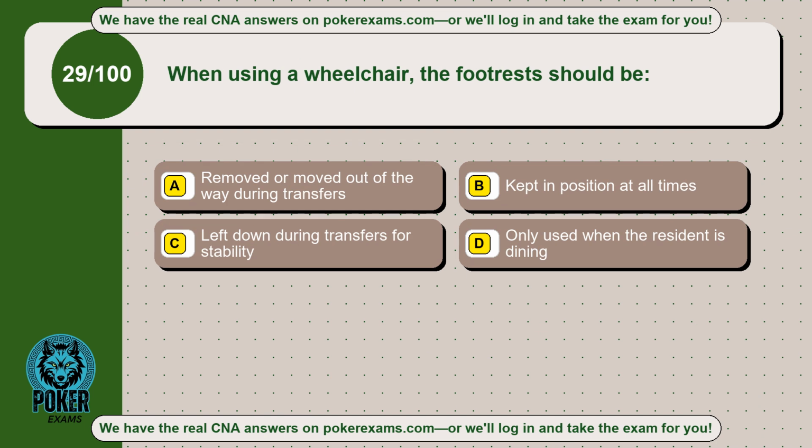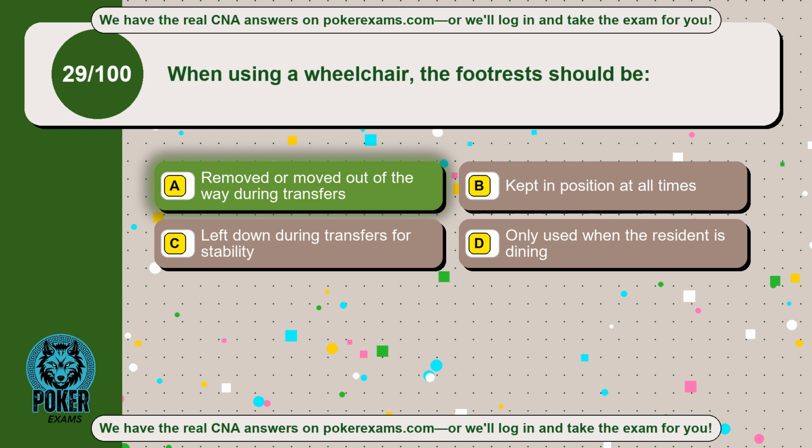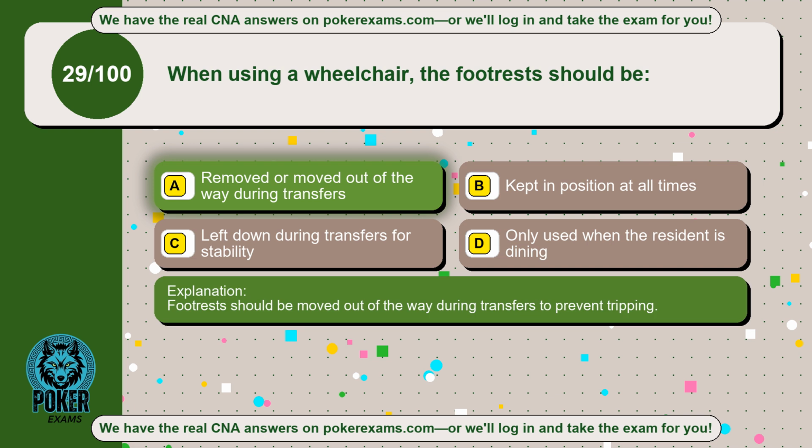Question 29. When using a wheelchair, the footrests should be Option A, removed or moved out of the way during transfers. Option B, kept in position at all times. Option C, left down during transfers for stability. Option D, only used when the resident is dining. The correct answer is option A, removed or moved out of the way during transfers. Footrests should be moved out of the way during transfers to prevent tripping.